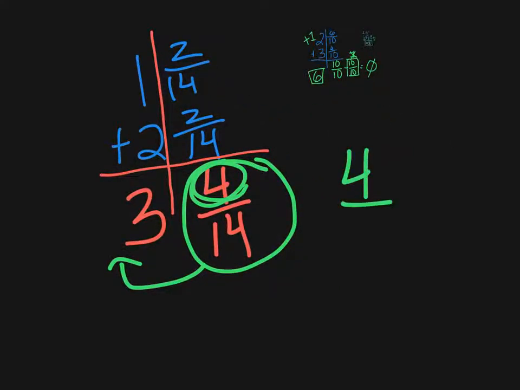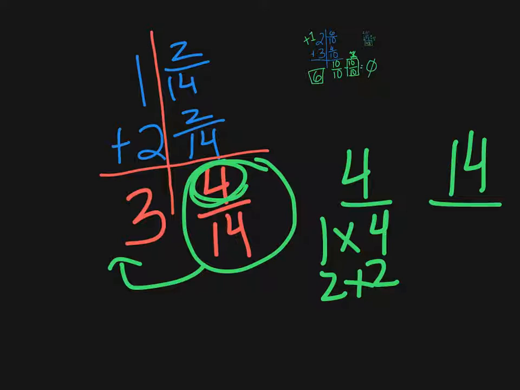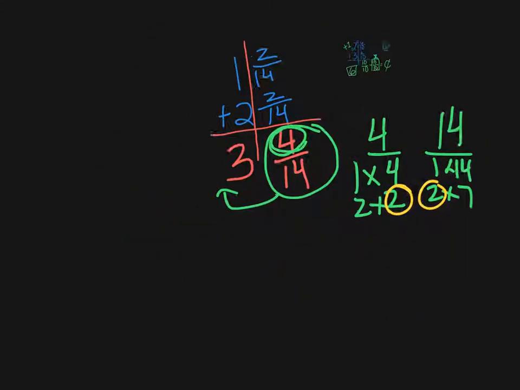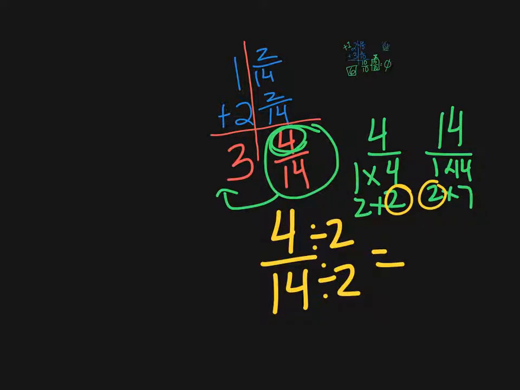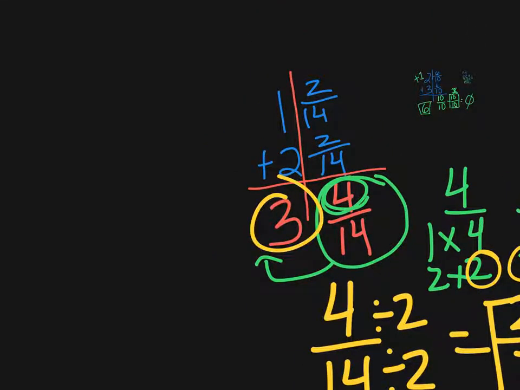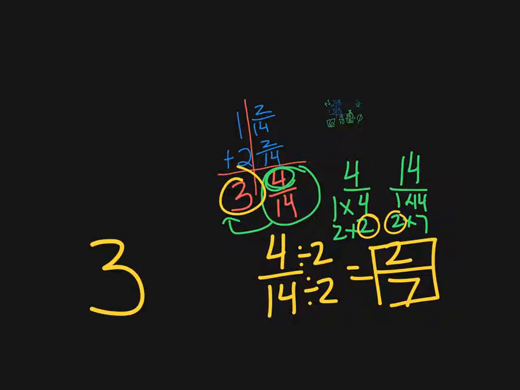So we do our U-turns with 4 and 14. For 4, we have 1 times 4 and 2 times 2. For 14, we have 1 times 14 and 2 times 7. We look for the greatest common factor, the biggest number they both have in common. In this case, it is 2. That means we can divide the top and the bottom of 4/14 by 2. 4 divided by 2 is 2. 14 divided by 2 is 7. So our new fraction is 2/7. Over here we didn't need to regroup any whole numbers, so it stays 3. It looks like a mess, but our answer is 3 and 2/7.